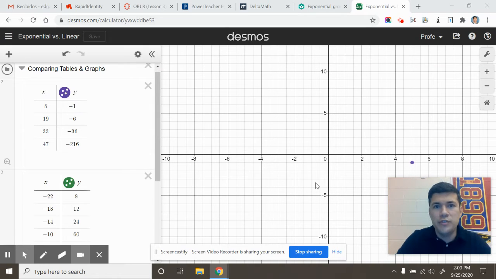Hey everybody. So the goal of today's lesson is to be able to tell the difference between a linear pattern and an exponential pattern. All right. So we're going to be able to tell this difference both graphically and also quantitatively in a table. All right. So let's get to it.